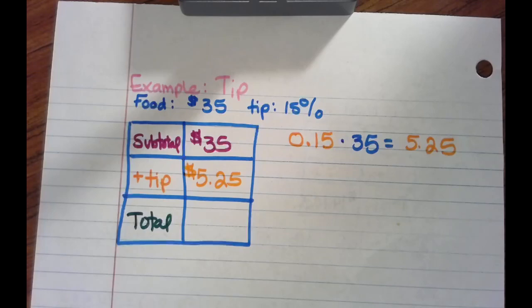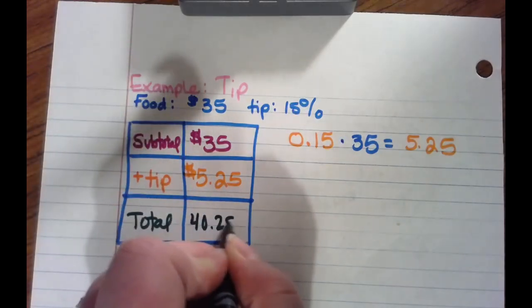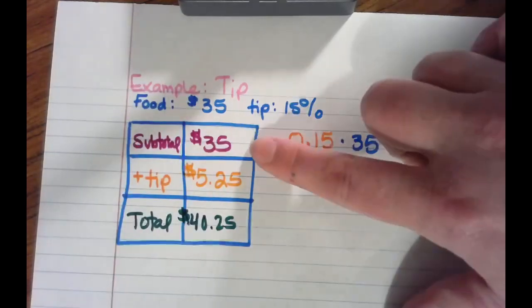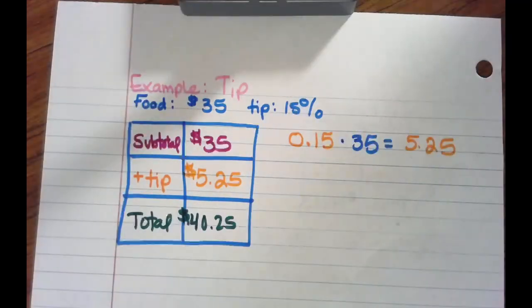So how much am I going to pay altogether? Well, I add 35 and 5.25, and I get 40.25. But see how this is helpful, because you can see this is how much the restaurant gets, this is how much the waitress gets, and this is how much you pay altogether.